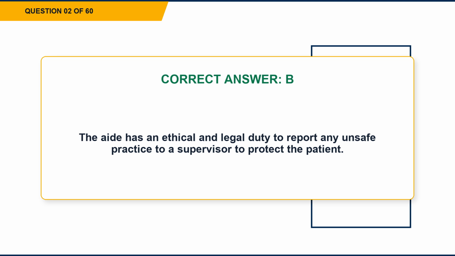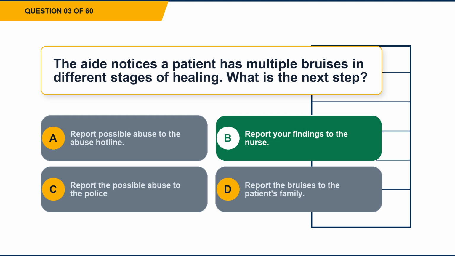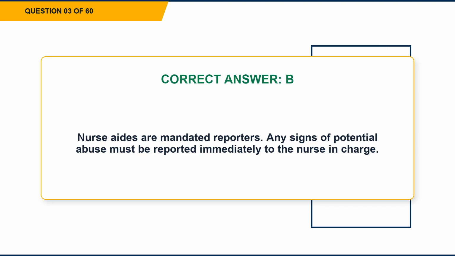patient. Question 3. The aide notices a patient has multiple bruises in different stages of healing. What is the next step? Option A, report possible abuse to the abuse hotline. Option B, report your findings to the nurse. Option C, report the possible abuse to the police. Option D, report the bruises to the patient's family. The correct answer is option B, report your findings to the nurse. Explanation. Nurse aides are mandated reporters. Any signs of potential abuse must be reported immediately to the nurse in charge.